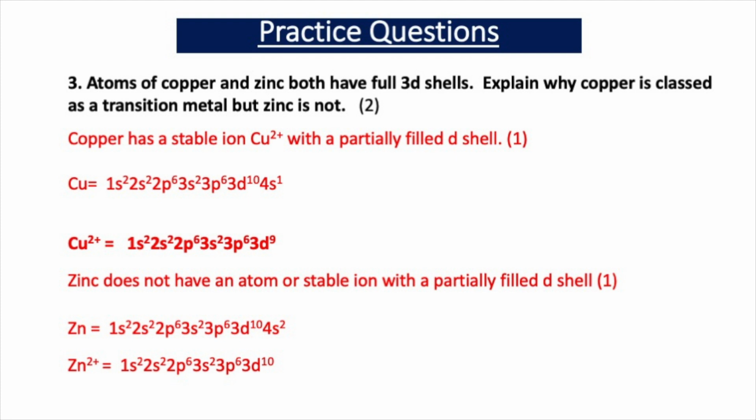Now, zinc does not have atoms or ions with a partially filled d shell. And if you said that, there's 1 mark. And you can see I've illustrated this by putting the electron arrangements of zinc and zinc 2+ down on this slide. And you can see for both, the d shell is full.